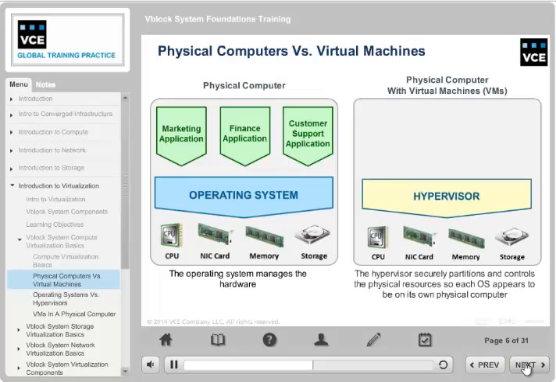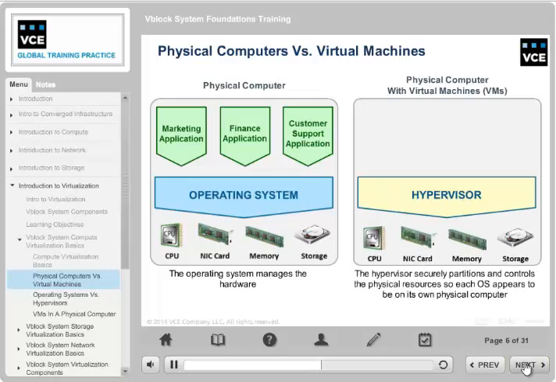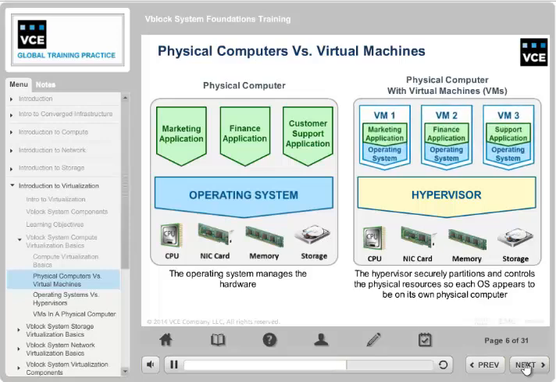In a physical computer running virtual machines, a hypervisor is used to create and manage the virtual machines. In Vblock systems, the operating systems are loaded on each virtual machine and control only the hardware that the hypervisor has assigned to that virtual machine. The operating system still directs hardware to perform tasks requested by applications, but it can only control the hardware resources that the hypervisor has assigned to the virtual machine.